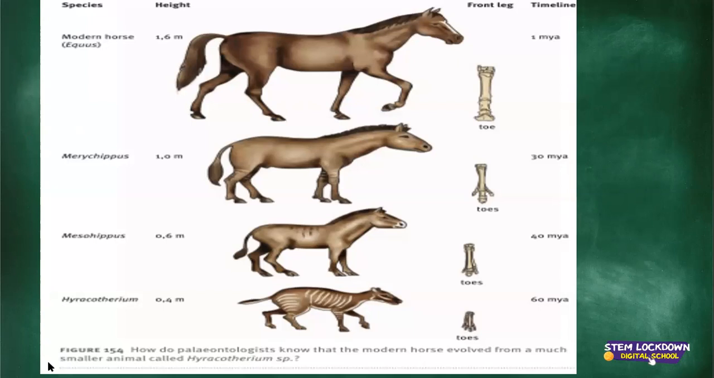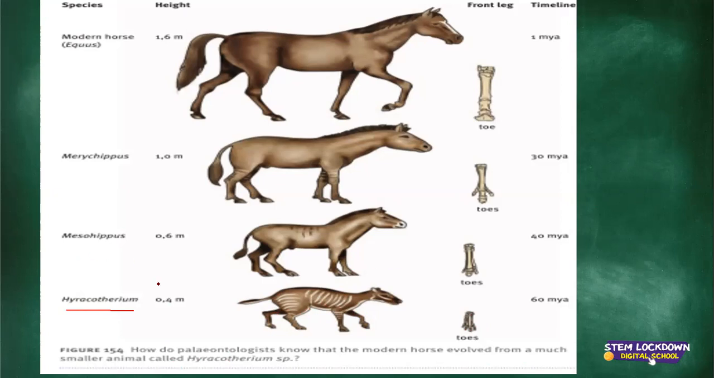So there is the ancestor of our modern day horse. It was the Hyracotherium species, which was about 0.4 meters in height. It indeed is like a big dog, 0.4 meters in height, and it had 4 toes. This figure shows how paleontologists know that the modern horse evolved from a much smaller animal called the Hyracotherium. This is how they found fossil records. They first found the Hyracotherium, dated it back to that time, and studied its structure.